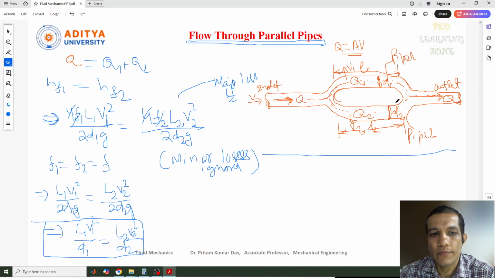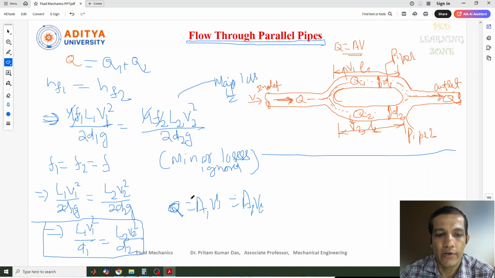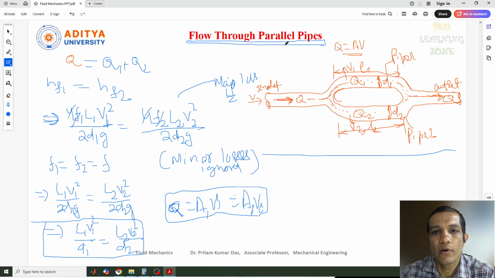So if any data are required from this, like length and velocity are given, and I need to find the diameter of branch pipe 2, from this equation we can find it. If velocity is not given, then the rate of flow Q should be given, and from that we can find the other velocity, because we know the continuity equation A1 V1 equals A2 V2. So this is the theory regarding flow through parallel pipes.